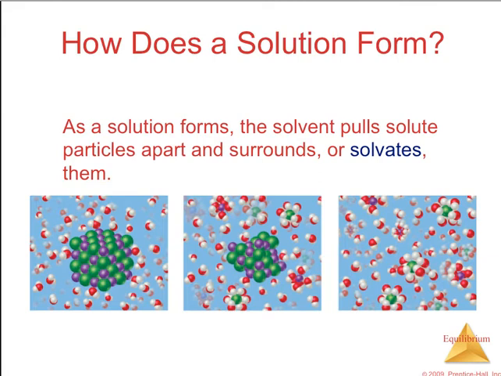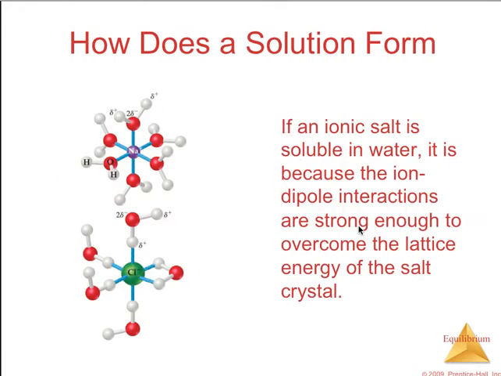So how does the solution form? It forms by the solvent pulling the solute particles apart. So those solvent particles are going to surround, or solvate, the solute particles. And here's a picture of what the solvent particles would look like around one solute particle. Here is the solute sodium ion surrounded by the water molecules.